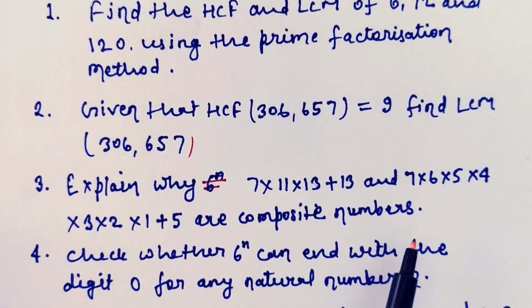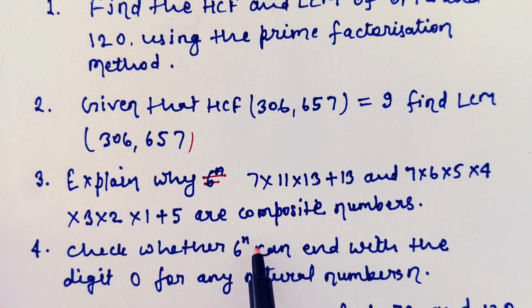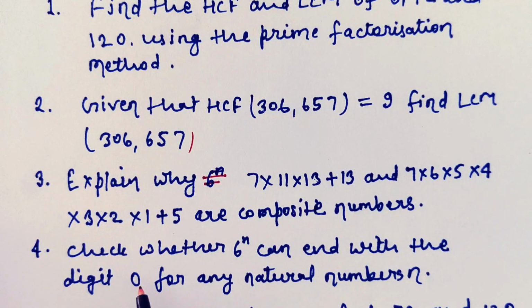And question number 4, which is important, checks whether 6^n can end with the digit 0 for any natural number. This is very important, and there may be confusion, so at last I will discuss these things.